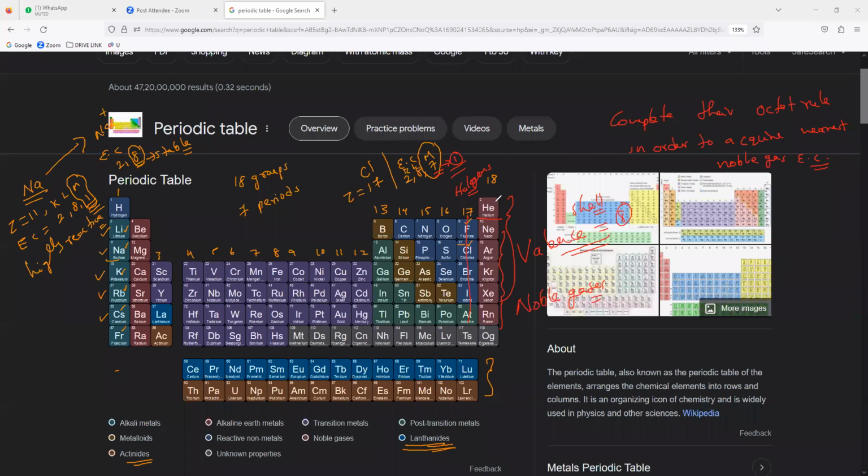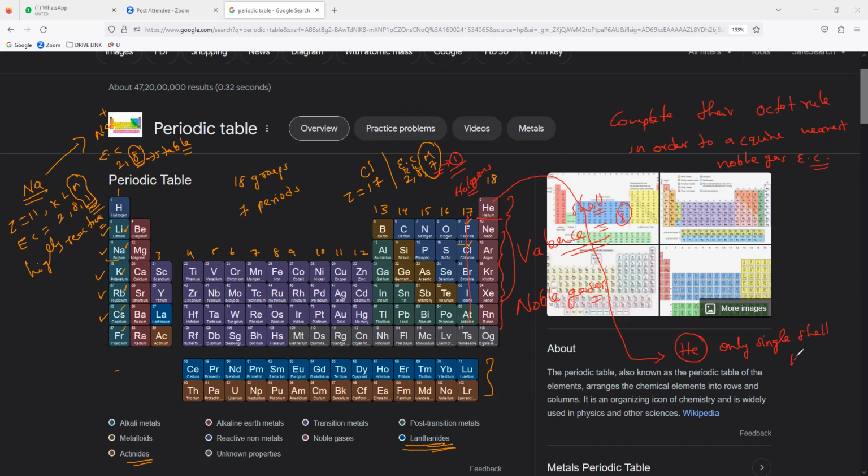Now, helium is also called a noble gas. Why, guys? Can anybody tell? Helium is also called a noble gas. Of course, helium has only a single shell. How many shells does it have? Only one shell.